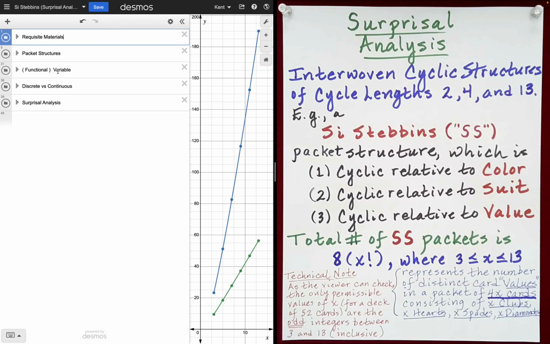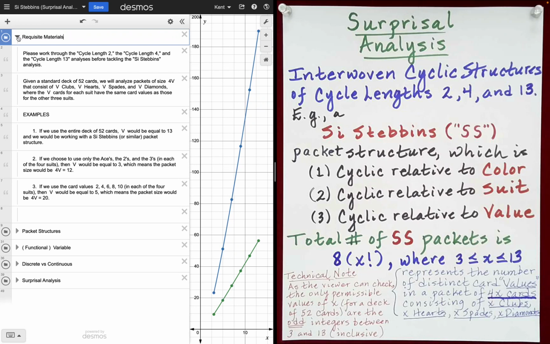So let's cover some basics over here in our Desmos activity as far as definitions. Given a standard deck of 52 cards, we will analyze packets of size 4V that consist of V clubs, V hearts, V spades, and V diamonds, where the V cards for each suit have the same number of card values as those for the other 3 suits.